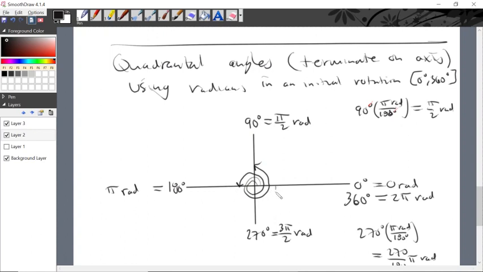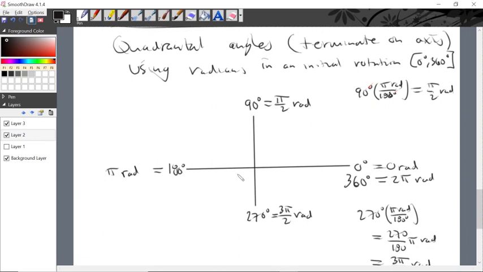We can also rotate in the other direction. We can rotate in the negative direction. And we can say that this would be negative 2 pi radians because it was negative 360 degrees if we were to rotate in that direction. Okay, we can always convert our degree measures of angle into radians.